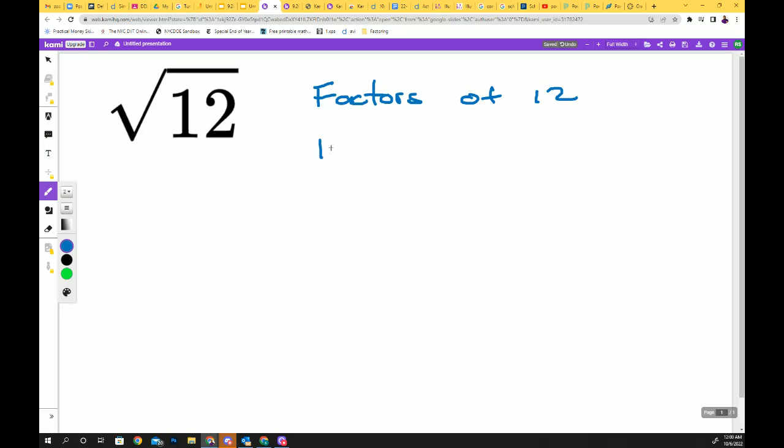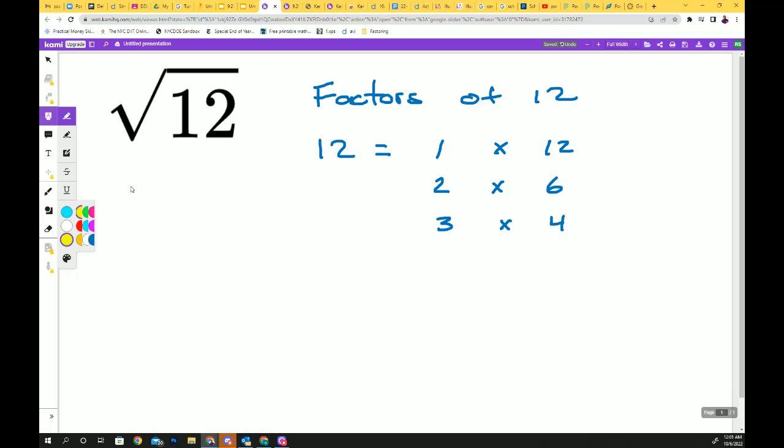So, let's start. What times another number equals 12? We have 1 times 12. We have 2 times 6. And we have 3 times 4. So now we're going to look at all of these factors that we found. And does any of them have a perfect square that is a factor of 12?